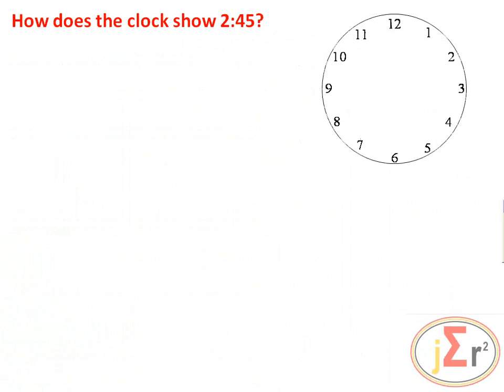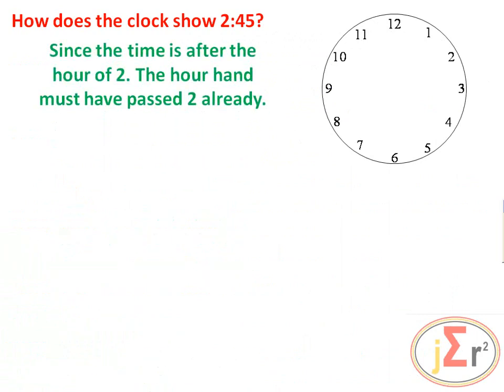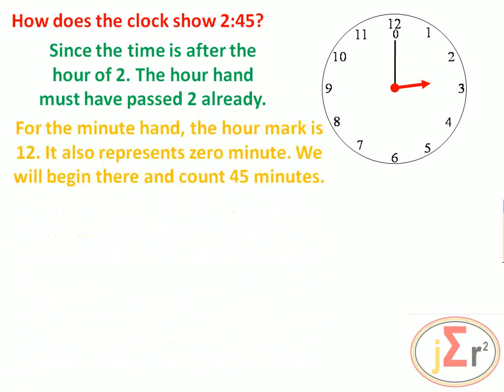How does the clock show 2:45? Since the time is after the hour of 2, the hour hand must have passed 2 already. So for 2:45, the hour hand must have passed 2 already. So it has to show some time that is after 2. For the minute hand, the hour mark is 12. It also represents 0 minute. We will begin there and count 45 minutes.